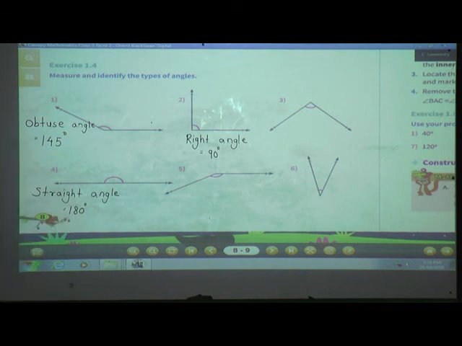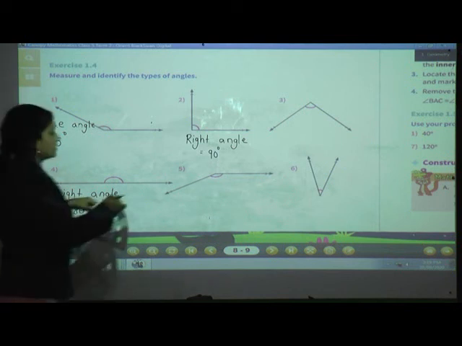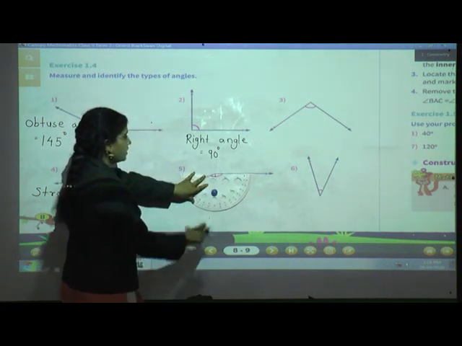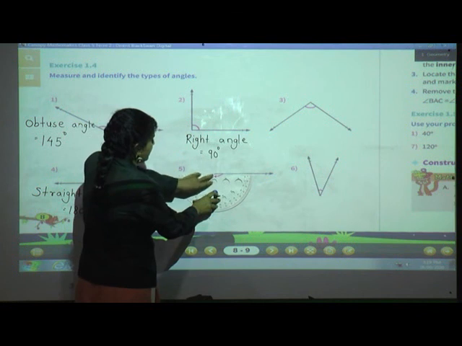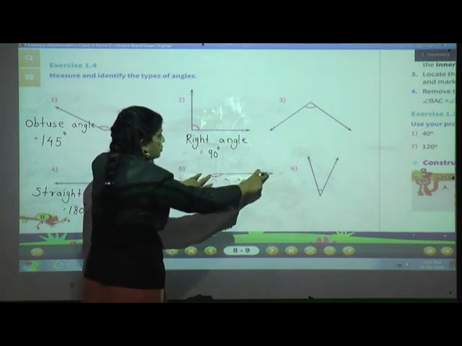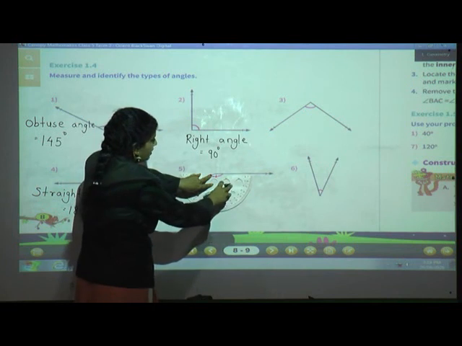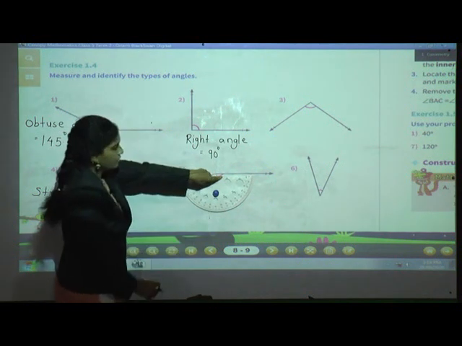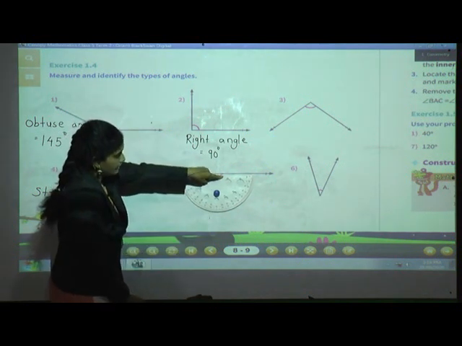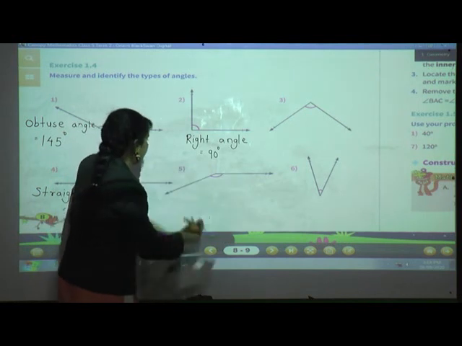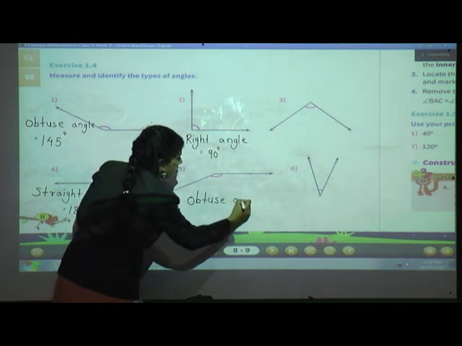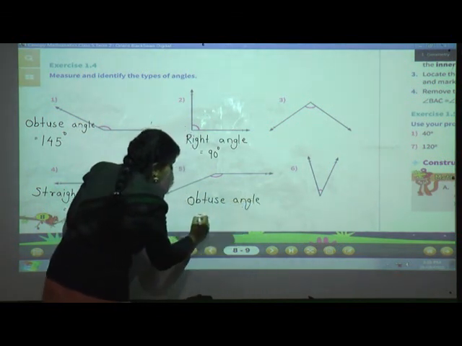Now fifth one. See students, place your protractor on the ray, and see the arrow is on the right side. So here students, use which scale? Use your inner scale, and it is an obtuse angle, and the answer is 150 degree.